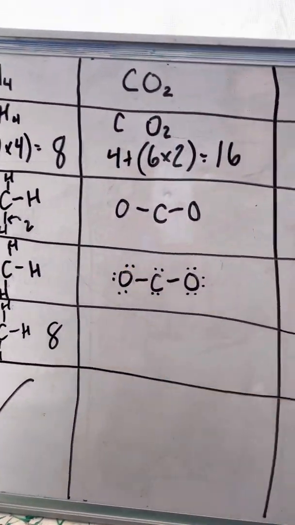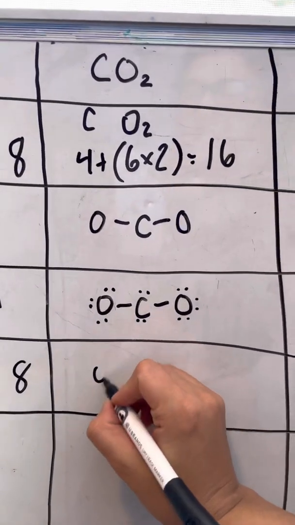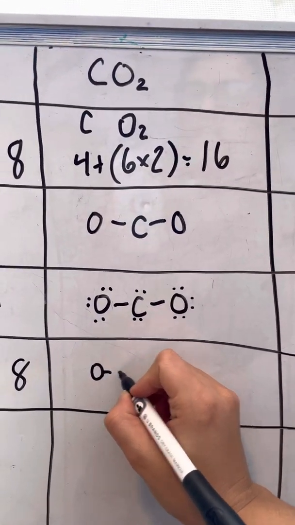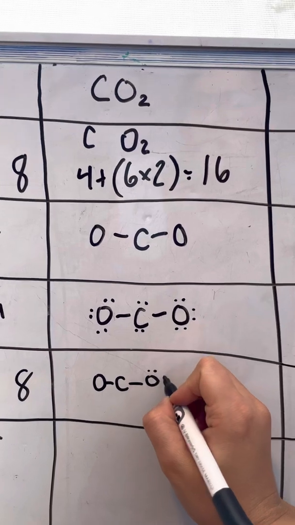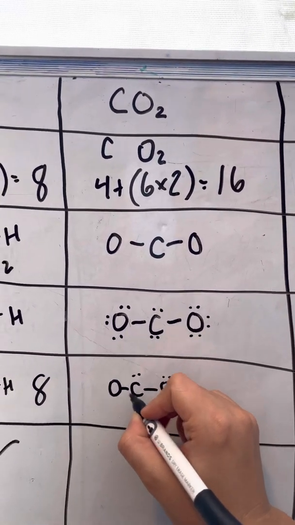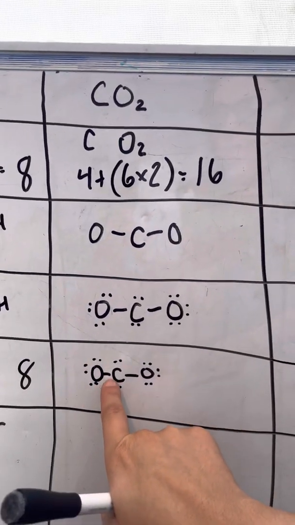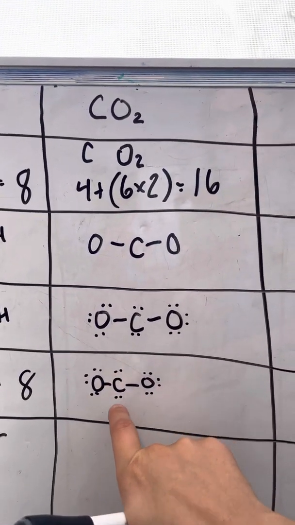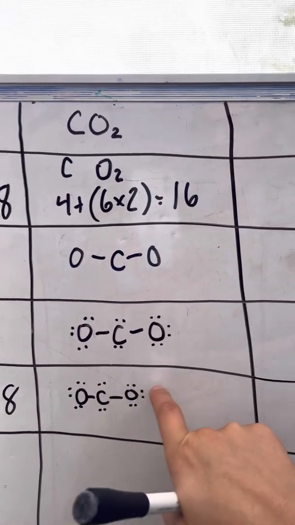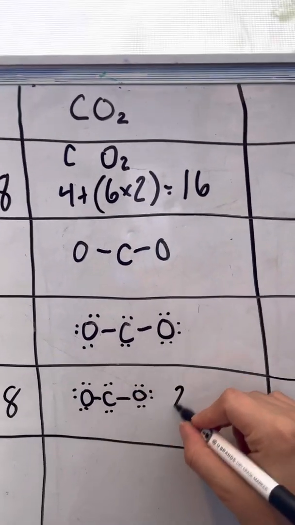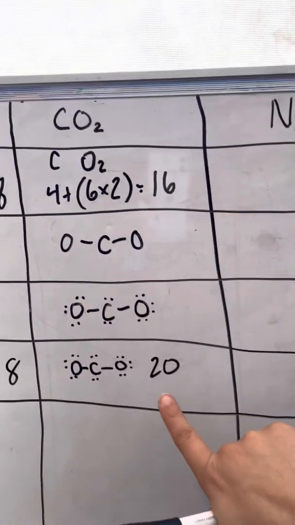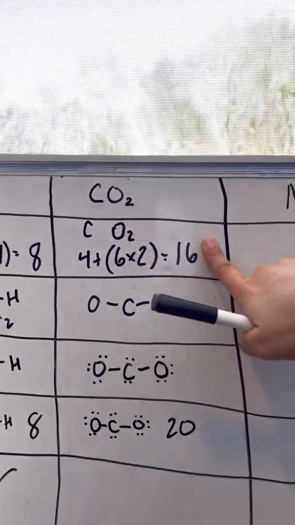Next step, recount valence electrons. So we're going to count the number of valence electrons that are here. So we'll just redraw it just because. 1, 2, 3, 4, 5, 6. 1, 2, 3, 4. 1, 2, 3, 4, 5, 6. How many total are here? 6, 7, 8, 9, 10, 11, 12, 13, 14, 15, 16, 17, 18, 19, 20. Okay, so this number does not match step 1.